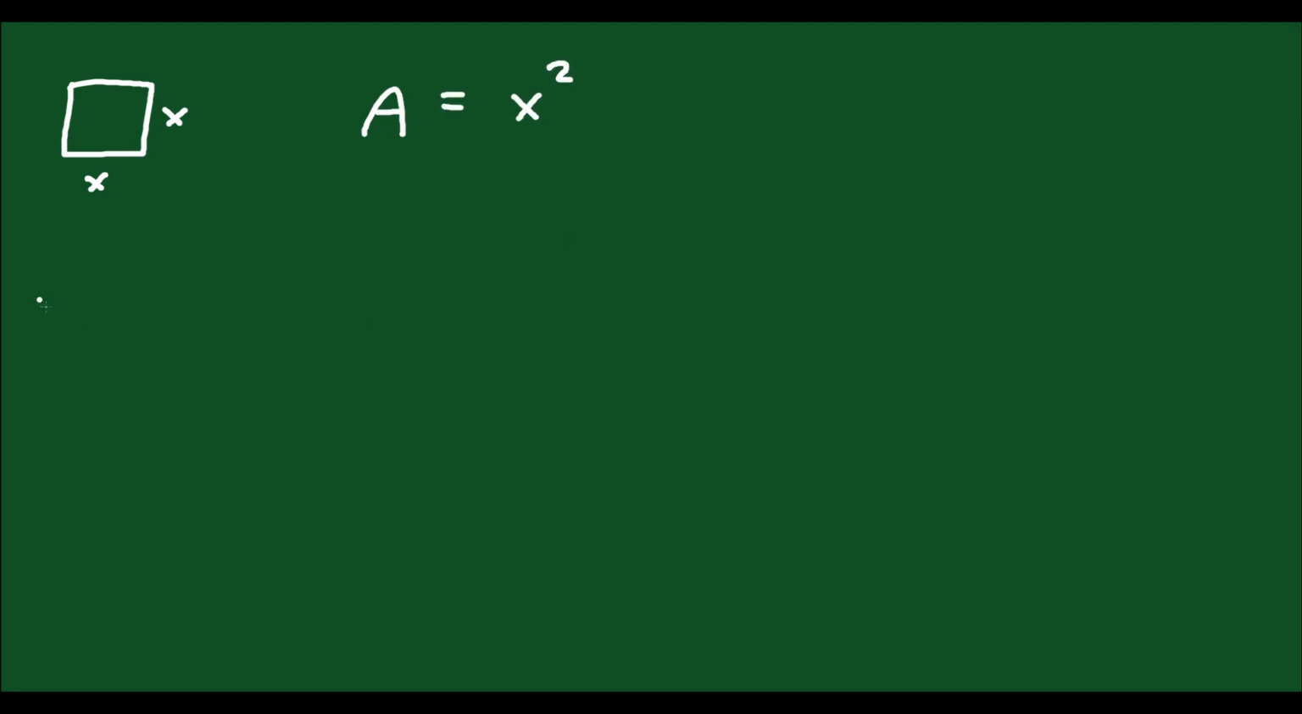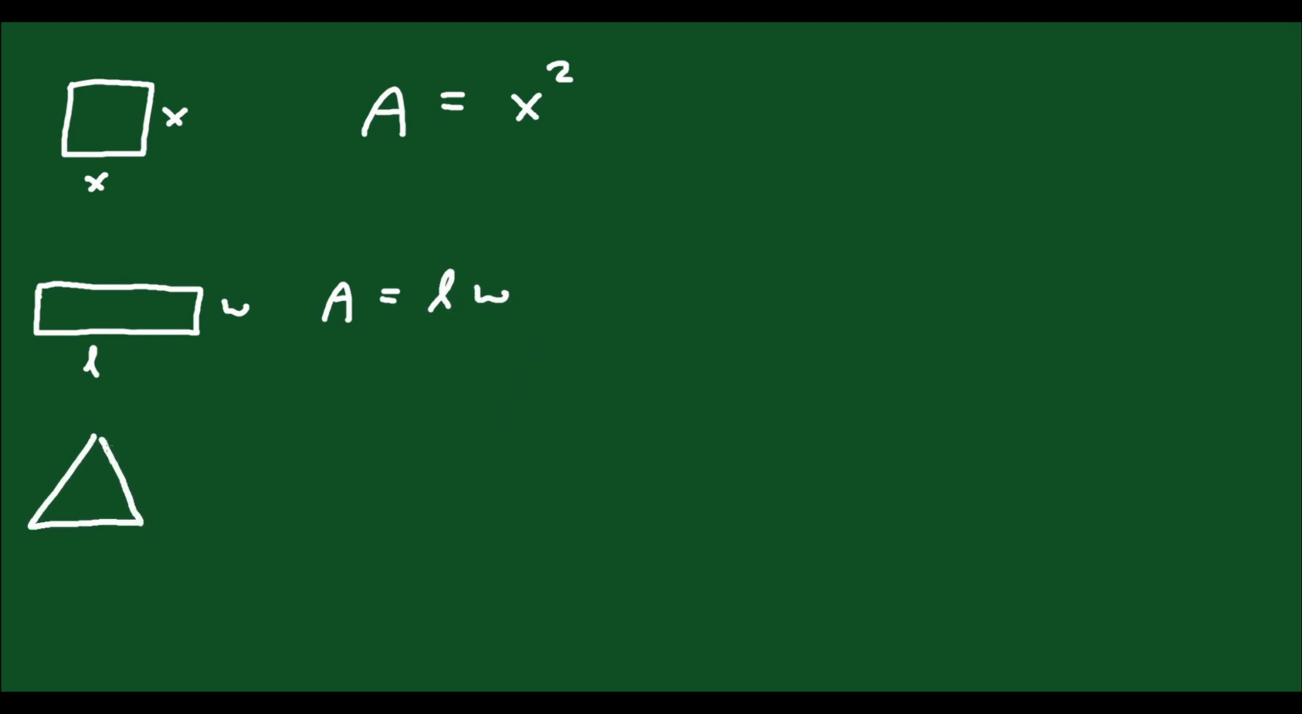X times x. If you have a rectangle with a width of w and a length of L, the area is going to be length times width. We all know that one as well. If we have a triangle, we should remember this, although it might be a little bit less well known. You have the height, so a straight line from the top to the bottom, and then you have the base, right? Just the width of the bottom. The area of a triangle is going to be your base times your height divided by 2. Okay, so that's another one that's important to remember.